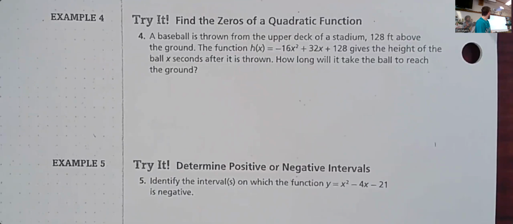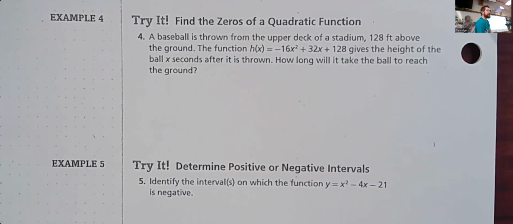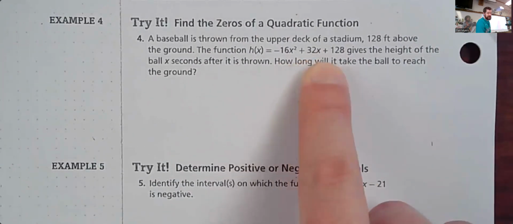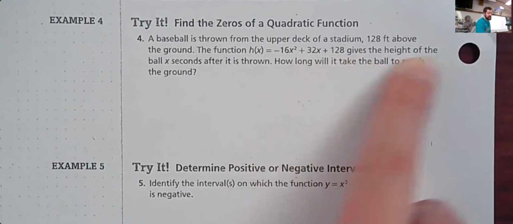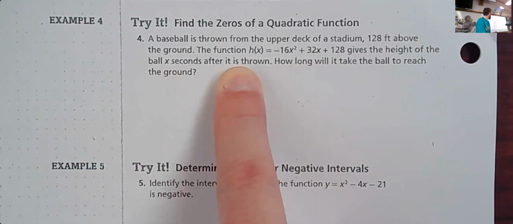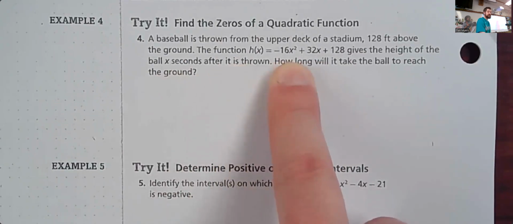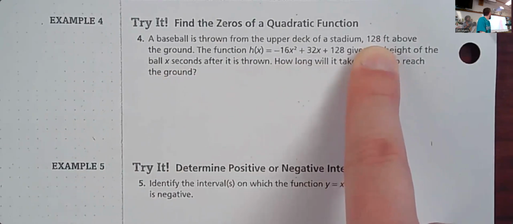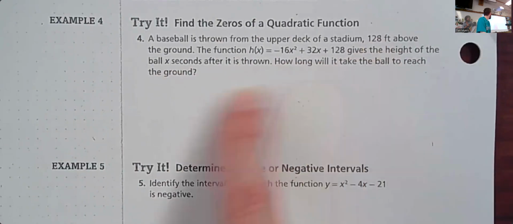I'm hoping that most people are familiar with what it looks like when you throw a baseball. So it says the baseball is thrown from the upper deck of a stadium. It's 128 feet above the ground. The function h of x equals negative 16x squared plus 32x plus 128 gives the height of the ball x seconds after it is thrown. So at 0 seconds before it's thrown, it has a height of 128, which is where it starts. That's great. How long will it take the ball to reach the ground?